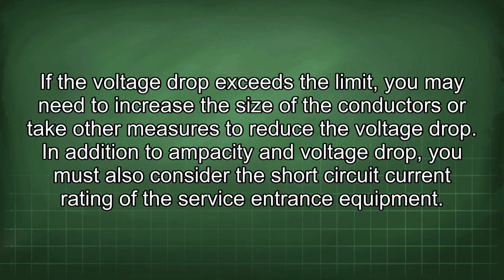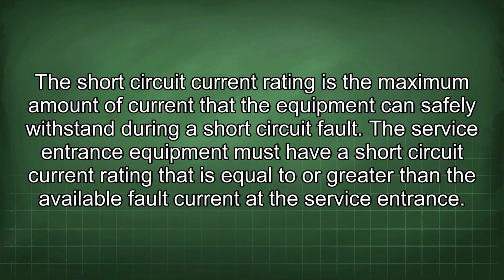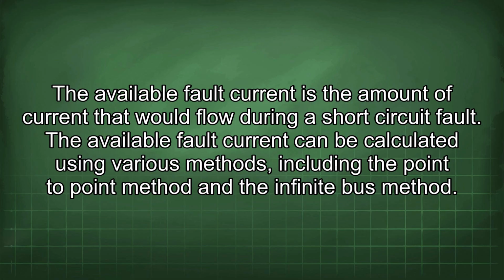In addition to ampacity and voltage drop, you must also consider the short-circuit current rating of the service entrance equipment. The short-circuit current rating is the maximum amount of current that the equipment can safely withstand during a short-circuit fault. The service entrance equipment must have a short-circuit current rating that is equal to or greater than the available fault current at the service entrance. The available fault current is the amount of current that would flow during a short-circuit fault. The available fault current can be calculated using various methods, including the point-to-point method and the infinite bus method.